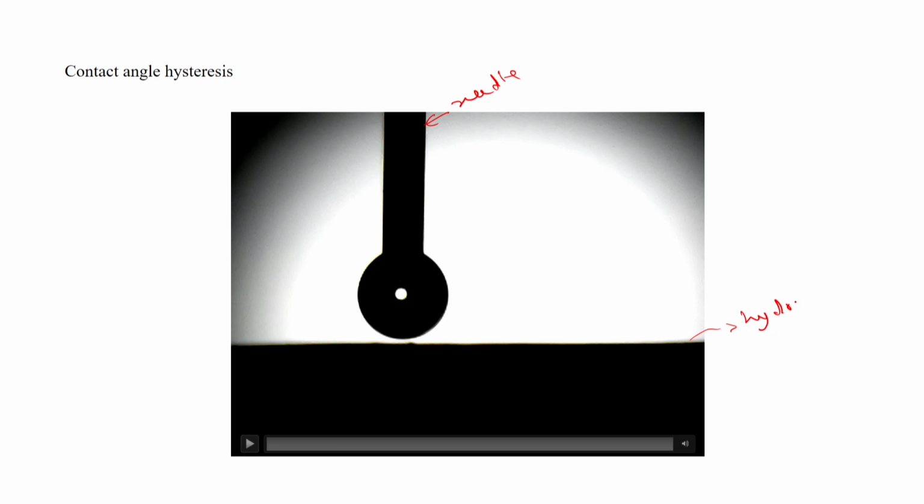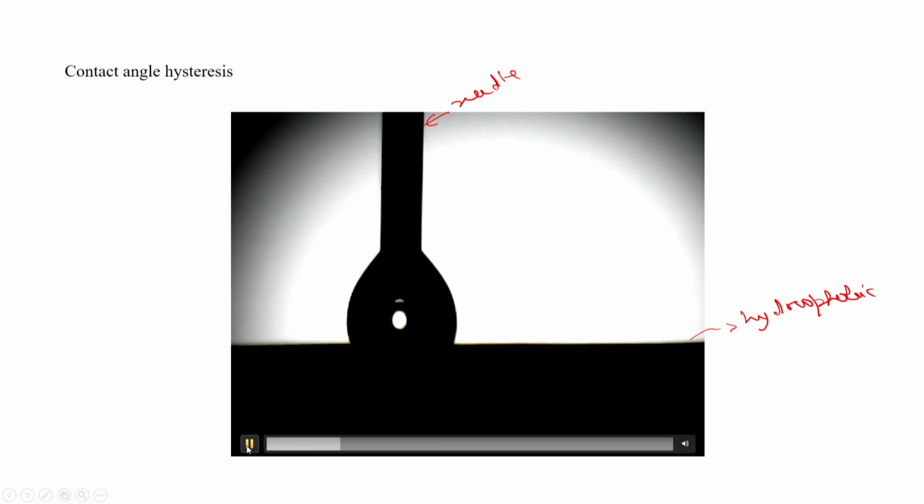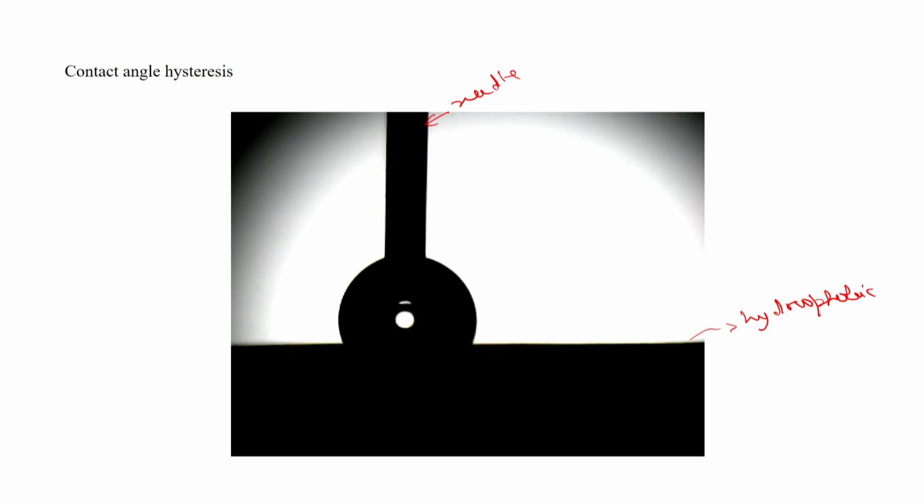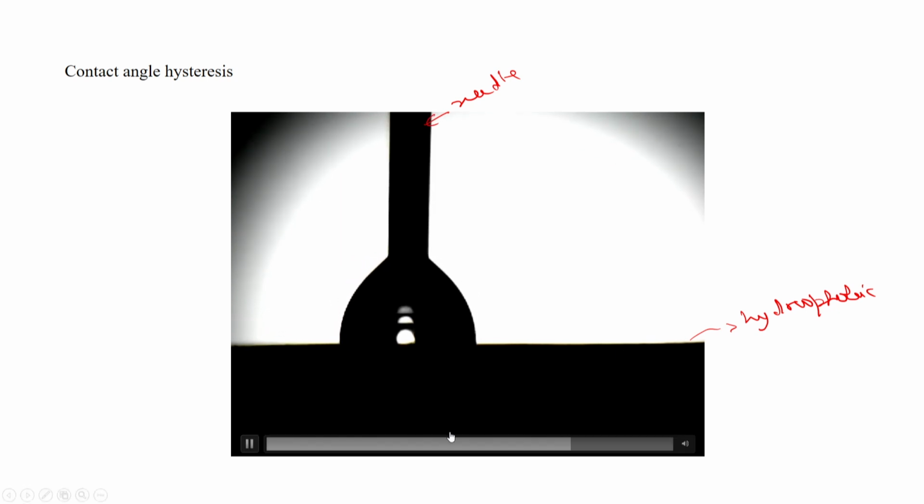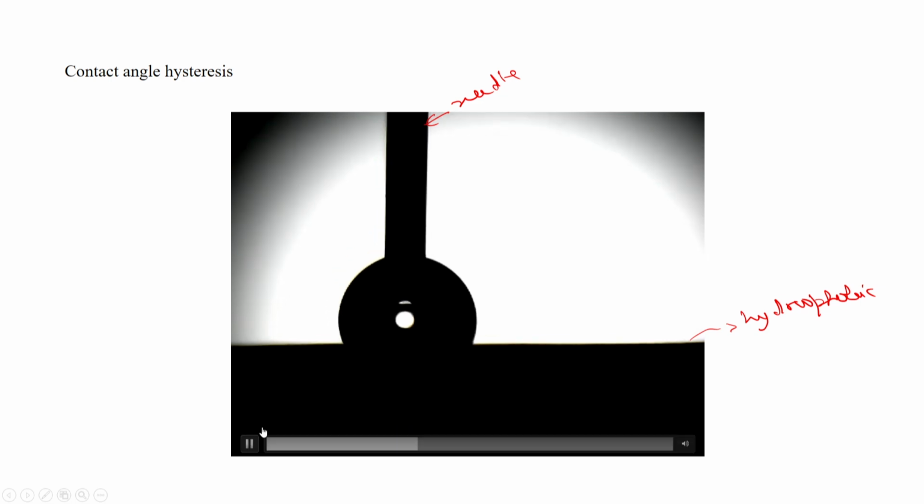Let us say this is water, and you will see that the contact angle during the advancing and the receding are not exactly the same. For example, here the contact angle increases. In this region we can measure this contact angle, which will be something like this. This is the theta advancing.